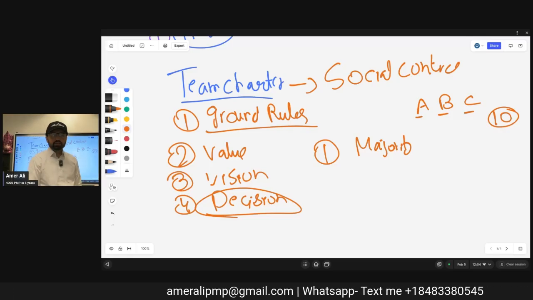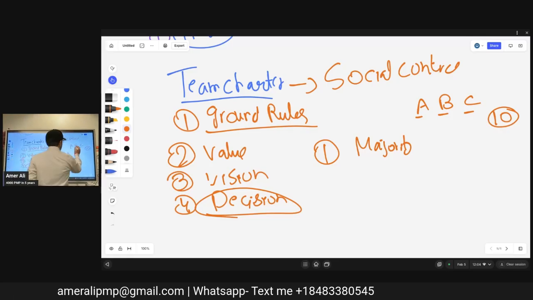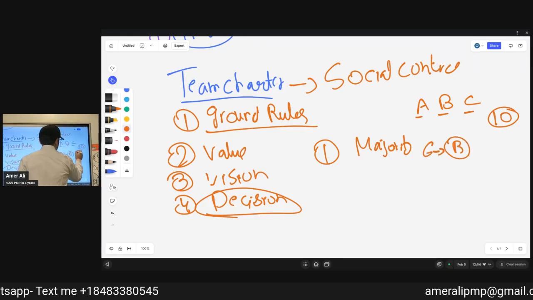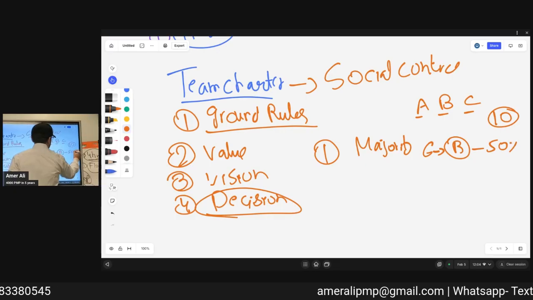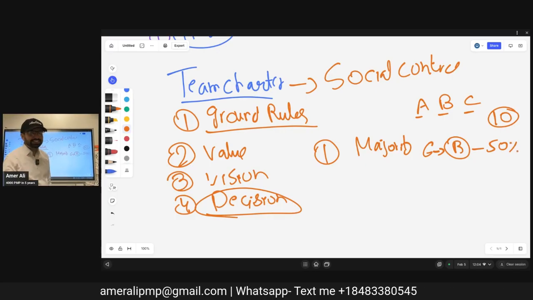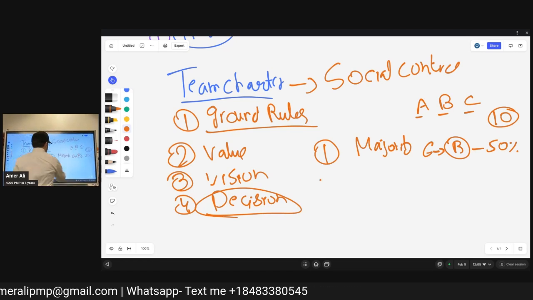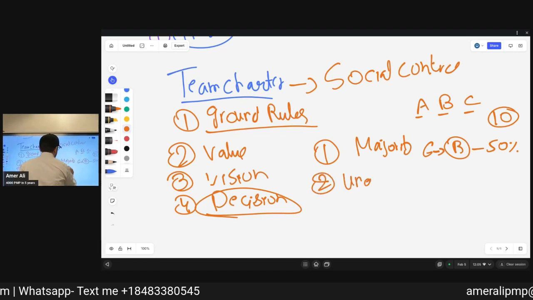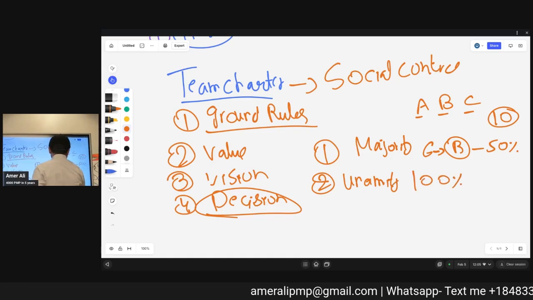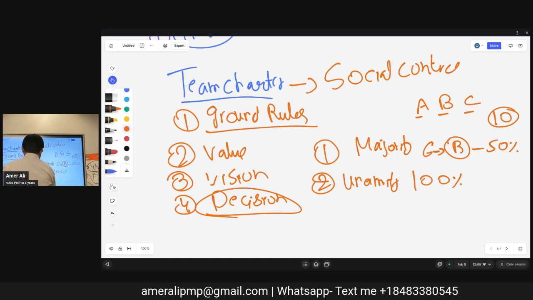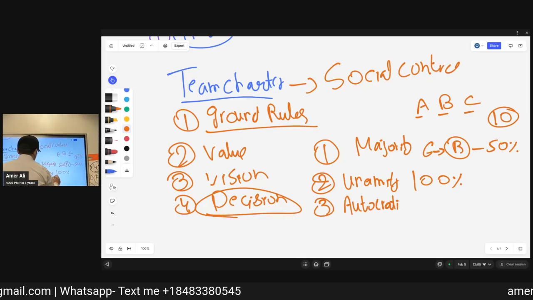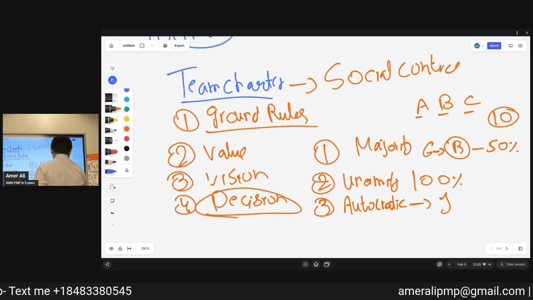Yeah, it can be. Faisal. So if 6 people said we do B, you get more than 50%, that is called majority. More than 50%, that is called majority. If you say no, everyone has to agree, 100% need to agree, that is called unanimity. If one person takes the decision, it is called autocratic, dictatorship, one person.